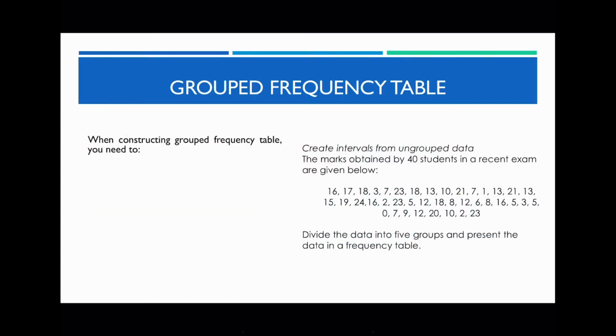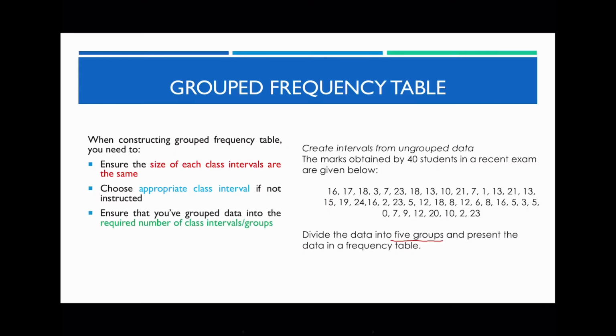Now, on my right-hand side, I've got a question which asks us to create a frequency table where we need to divide the data into 5 groups. Now, there are a few things that you need to consider when you're asked to develop a frequency table. Firstly, you need to ensure that the size of each class interval is the same, meaning that you go up by 5s or by 10s each time, consistently, in the frequency table. You also need to ensure that you've chosen an appropriate class interval, if not instructed. You need to ensure that you group data into the required number of class intervals or groups. So in this case over here, it's asked us to divide it into 5 groups.